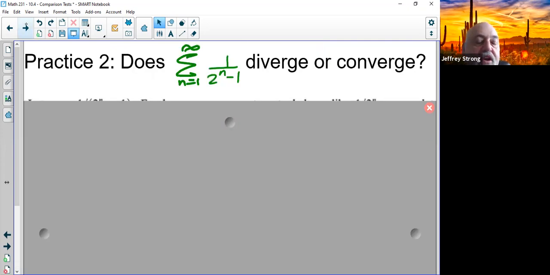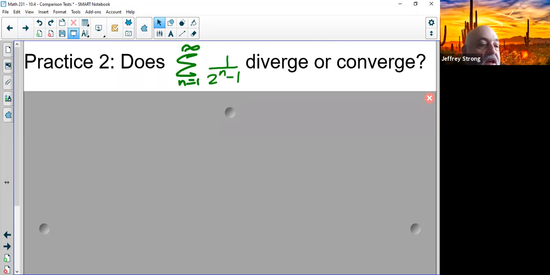Now, before you do practice 2, depending on if you have the updated version, there was a little typo. Make sure you do it this way: it's 1 over 2 to the n, and then the minus 1 is not part of the exponent. So make sure it's written correctly on your paper before you start. Go ahead and pause the recording and see if you can do this one.